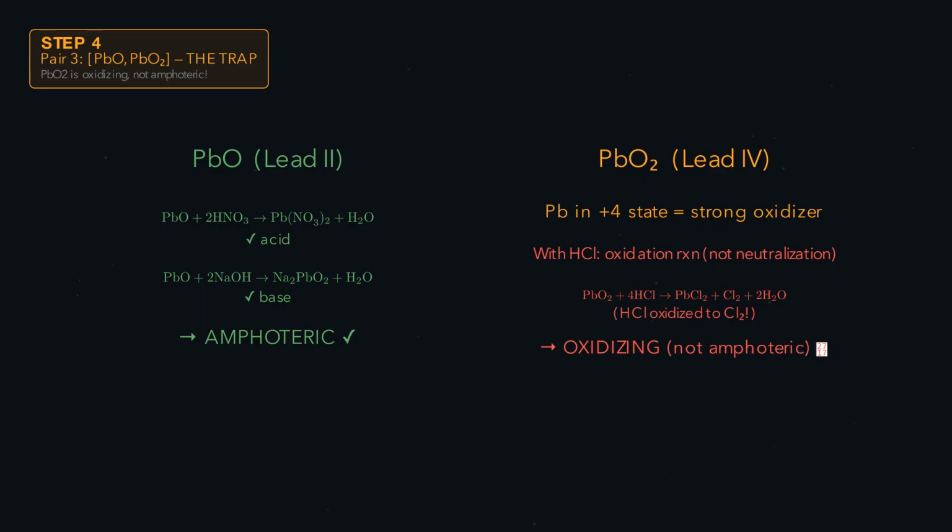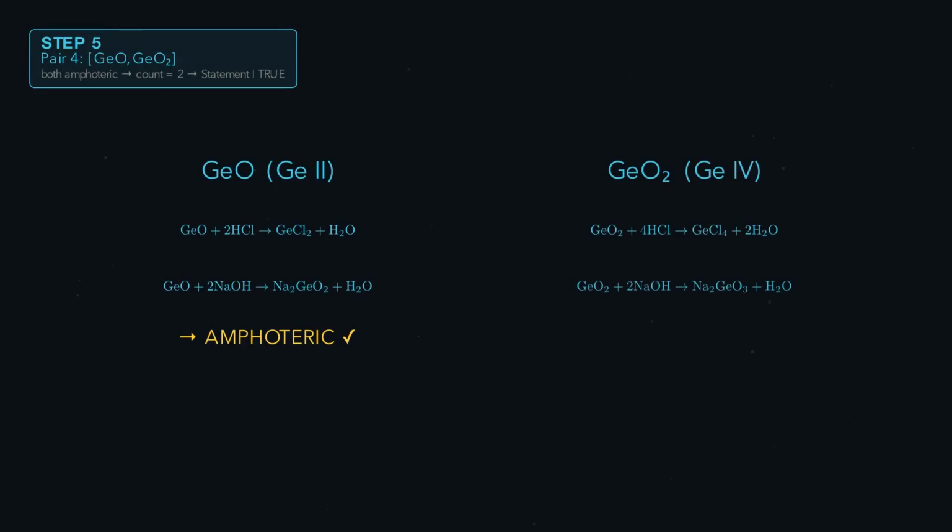GeO and GeO2 both react with acids and with bases. Both are amphoteric. That's our second qualifying pair. So the total count is 2, exactly what Statement 1 claims. Statement 1 is true. Now, Statement 2 about BF3.